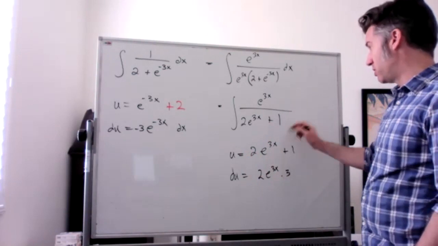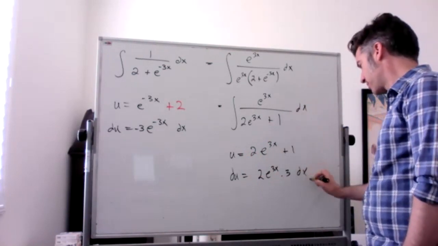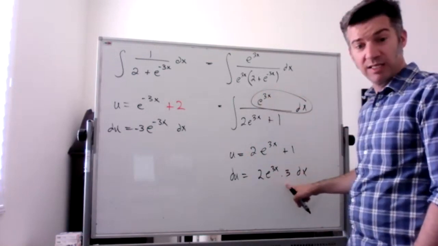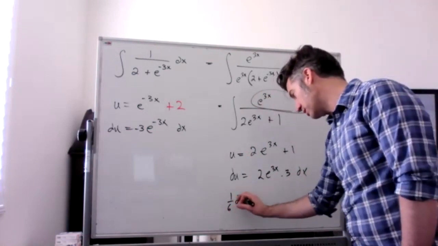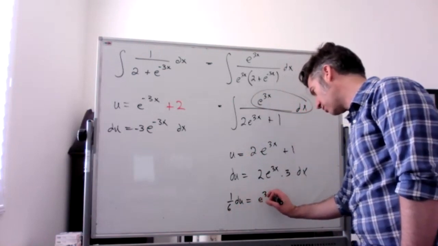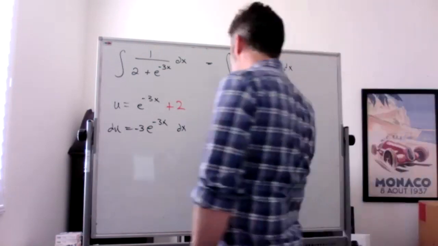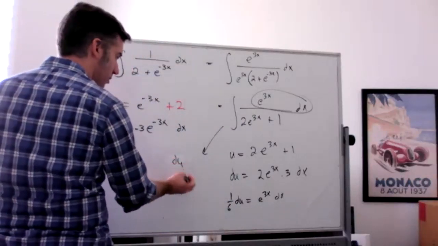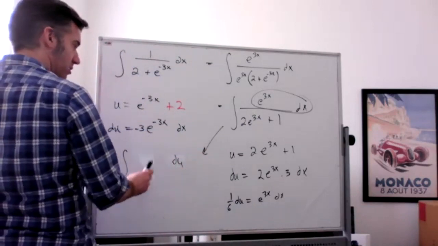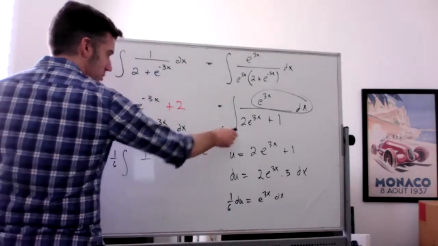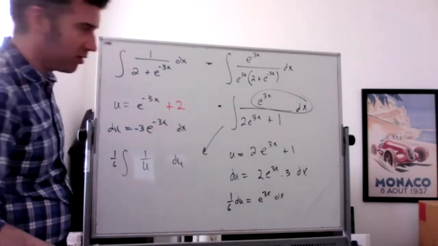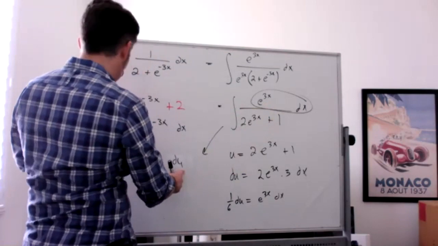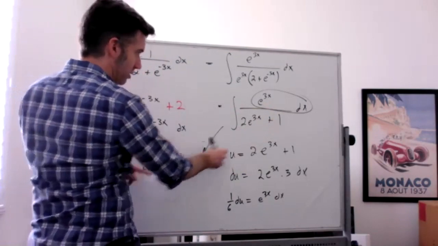So either way, we're going to do it this way. And then I'm going to say, well, I have an e to the 3x dx. So I'm going to divide both sides of this by 6 and say 1/6 du equals e to the 3x dx. So my integral now is going to equal 1/6 integral of du over u, or 1 over u. So e to the 3x dx is my 1 times du. Sorry, I have 1/6 times 1 times du, and then the bottom is just u.